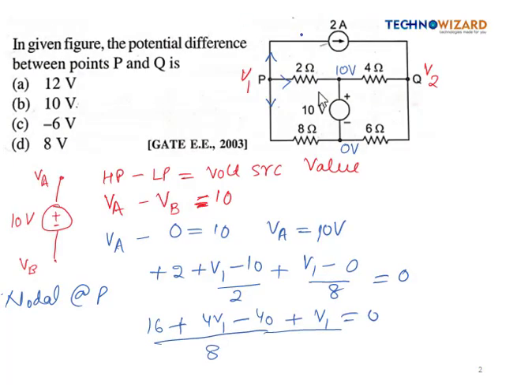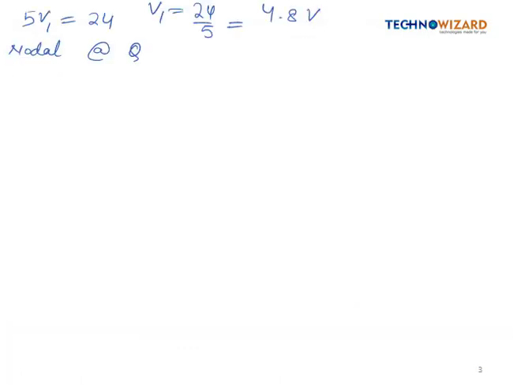Similarly we will apply the nodal at Q node, right? So first of all mark the current in the outward direction, so the current will be like this at the node Q. So this will be minus 2 because it is in the opposite direction, then it will be V2 minus 10 by 4 plus V2 by 6, right? So let's write this equation. So it will be minus 2 plus V2 minus 10 by 4 plus V2 by 6 is equal to 0.